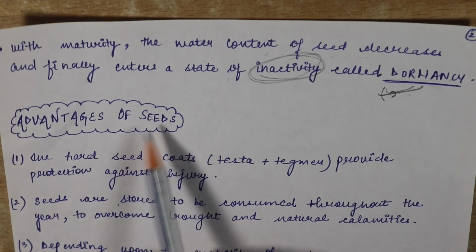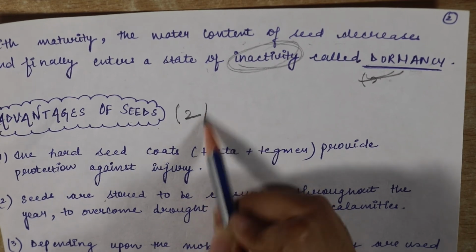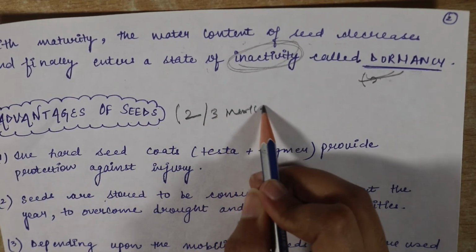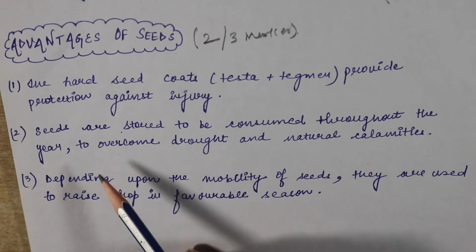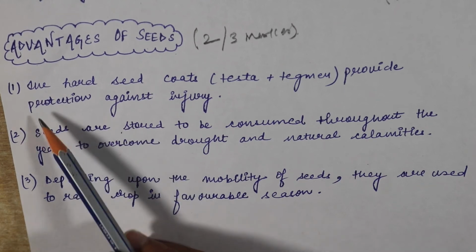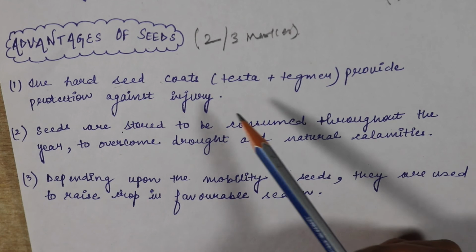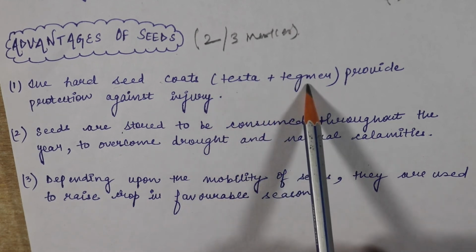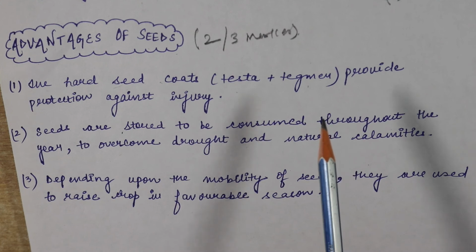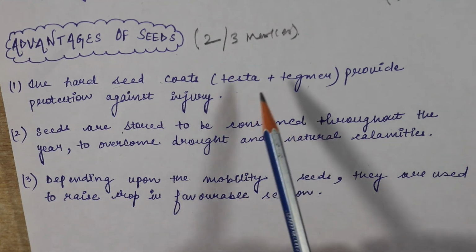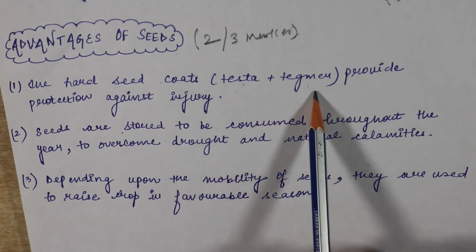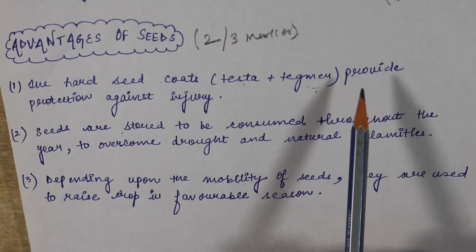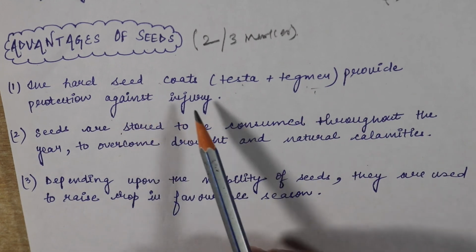Then what are the advantages of seed? A 2 or 3 marker question can come. You have to learn it. First, the hard seed coats. I have already told you the testa and the tegmen. The testa is the outer integument, forms the outer seed coat, and the tegmen is the inner integument, forms the inner seed coat. They both together provide protection against injury.